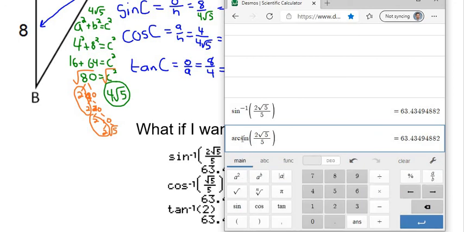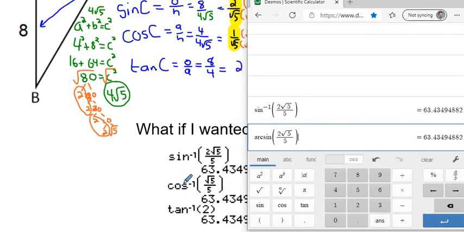But anyway, I sometimes will just type in arc sine. Notice I get the same thing. And obviously, if I wanted to type in arc cosine or arc tangent, I would get, as long as I use their ratio, I'd get the same angle measure.